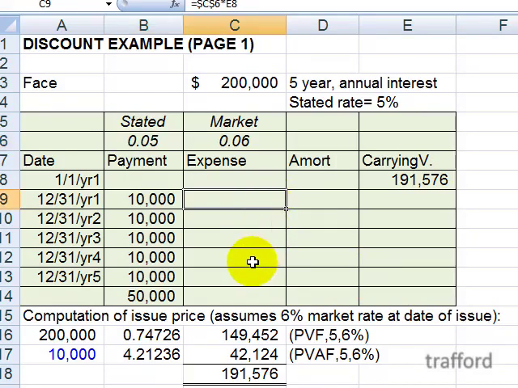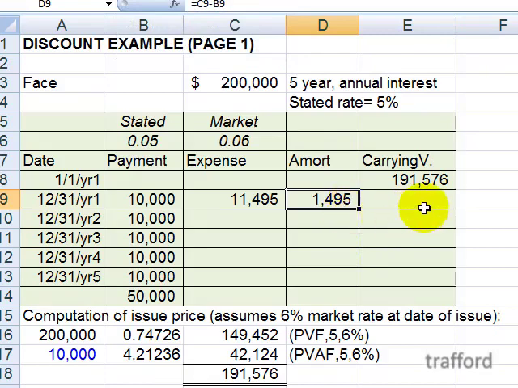Interest expense is always computed as market or effective interest rate, in this case 6%, times current carrying value of the bond. Well, for this first payment, the carrying value of the bond was $191,576. So if you take 0.06 times $191,576, that gives you your interest expense of $11,495. The difference between cash paid for interest and interest recorded as expense is what I'll call here amortization of the discount.